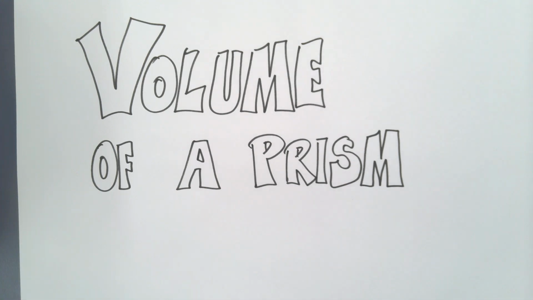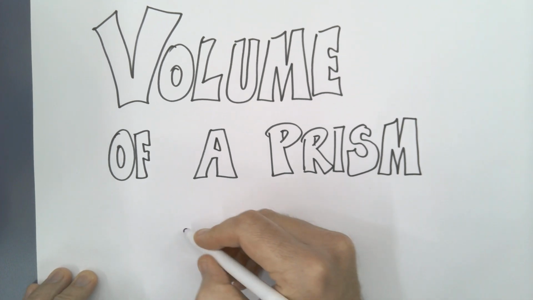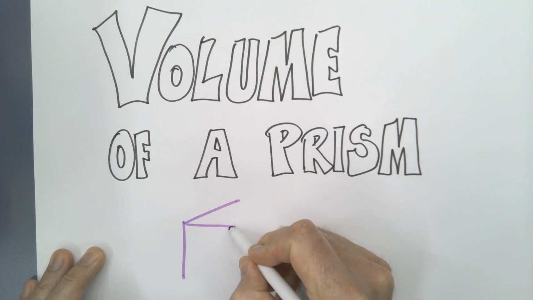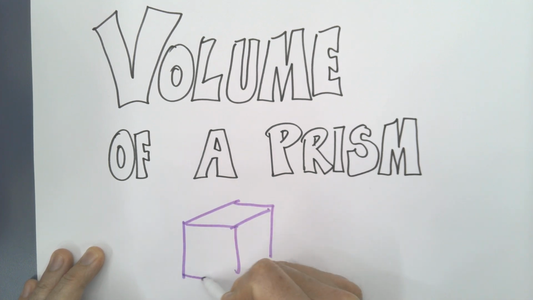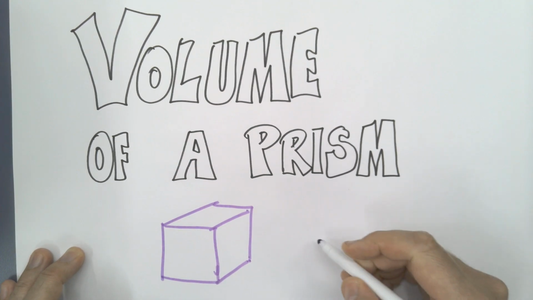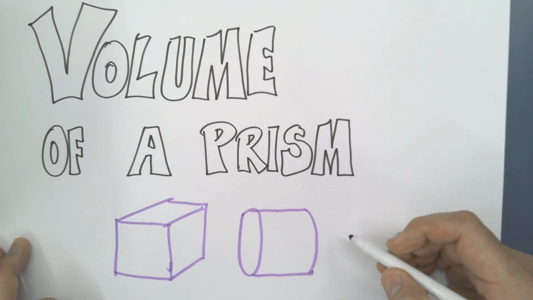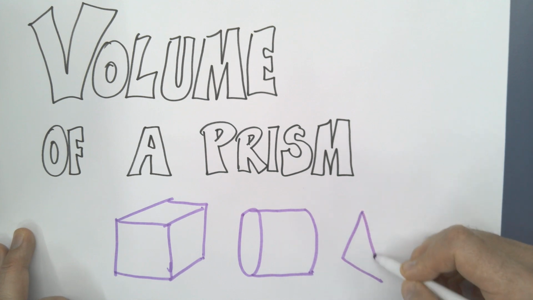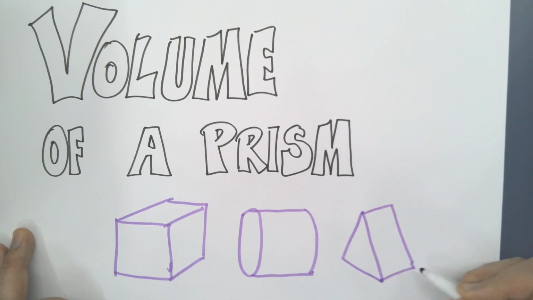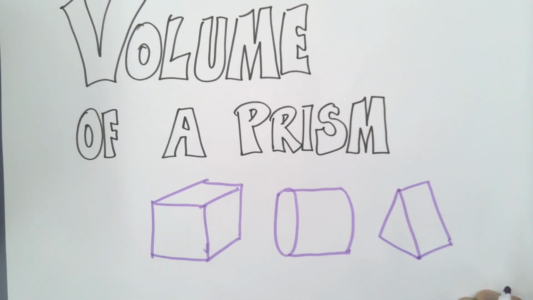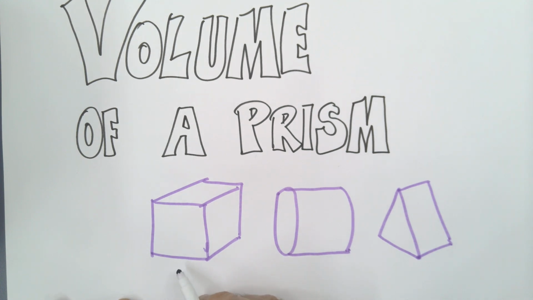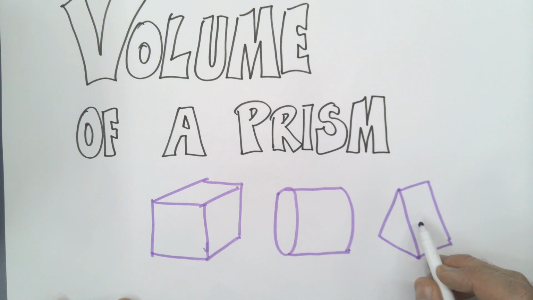Righto, we're looking at volume of a prism. Okay, so just to recap, when you're talking about a prism, you're talking about something that has a constant cross-section. It doesn't come to a point like a pyramid. Okay, and here's basically the three kinds you're probably going to come across: rectangular base prism, a cylinder, and a triangular base prism.